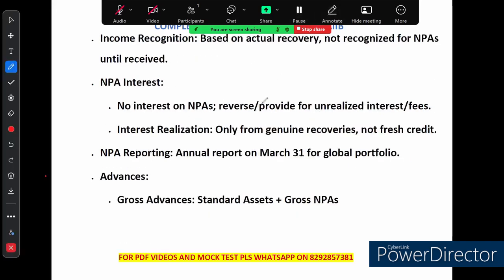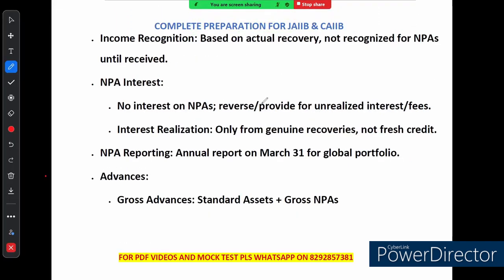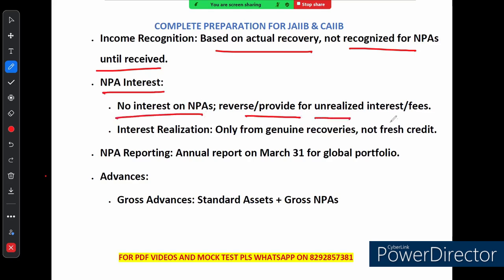Now let's talk about income recognition. In lending, income is only recognized based on actual recovery, right? Not on NPA until the money is actually received. When it comes to NPA interest, no interest is charged on NPA. Any unpaid interest or fees need to be reversed or accounted for. Interest realization should only come from genuine recovery, not from a fresh loan or credit.